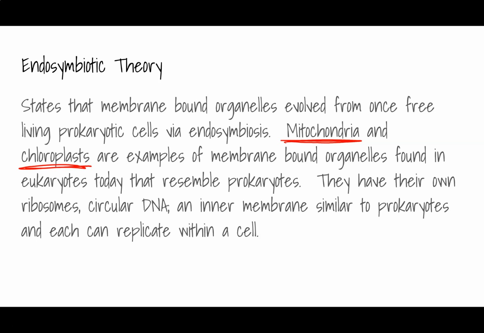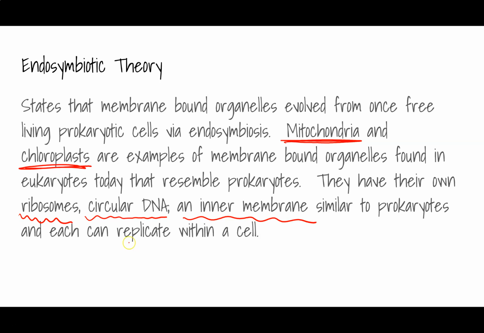They had their own ribosomes, so they could do protein synthesis. They had circular DNA. They had an inner membrane. They had all of this stuff. That's what mitochondria and chloroplasts have now, and that's what prokaryotes have. So it goes to say that there had to be some relationship between these mitochondria and chloroplasts.